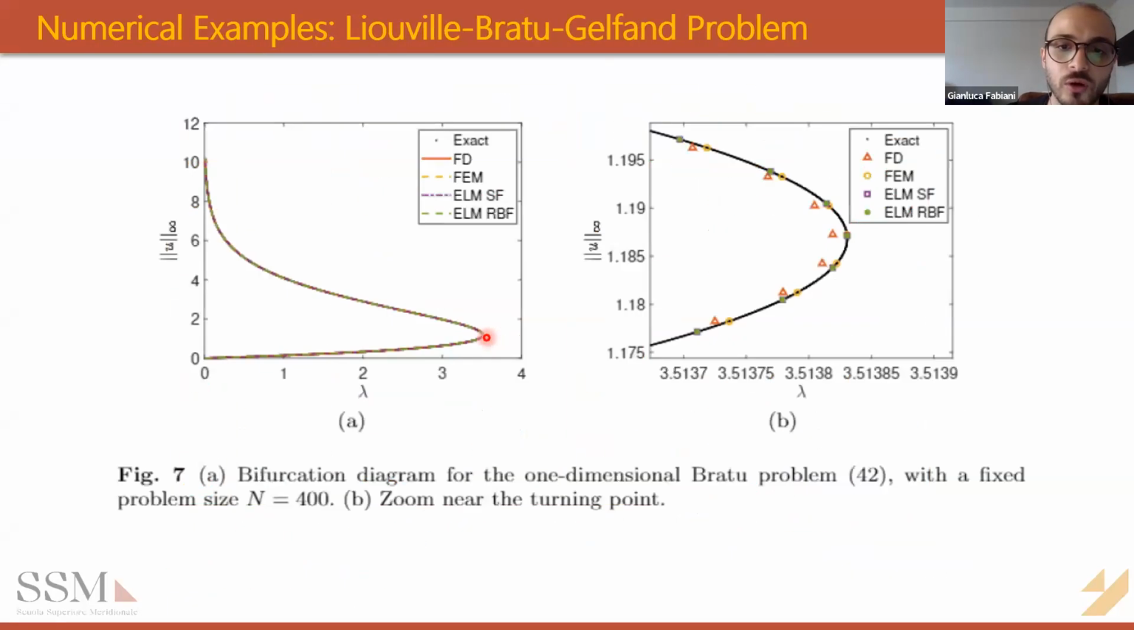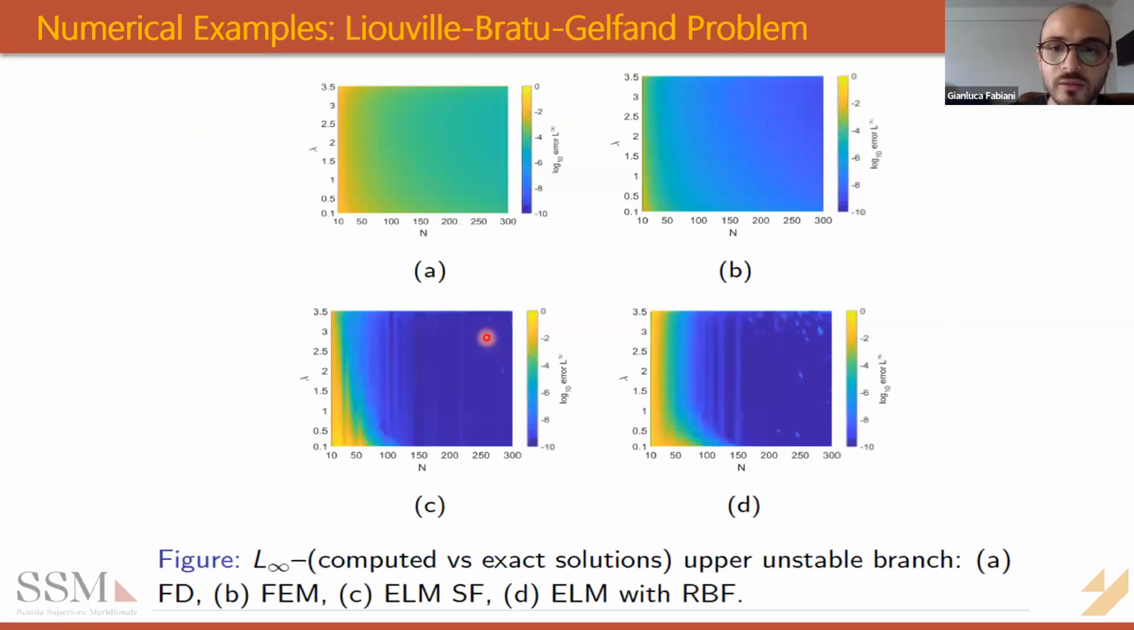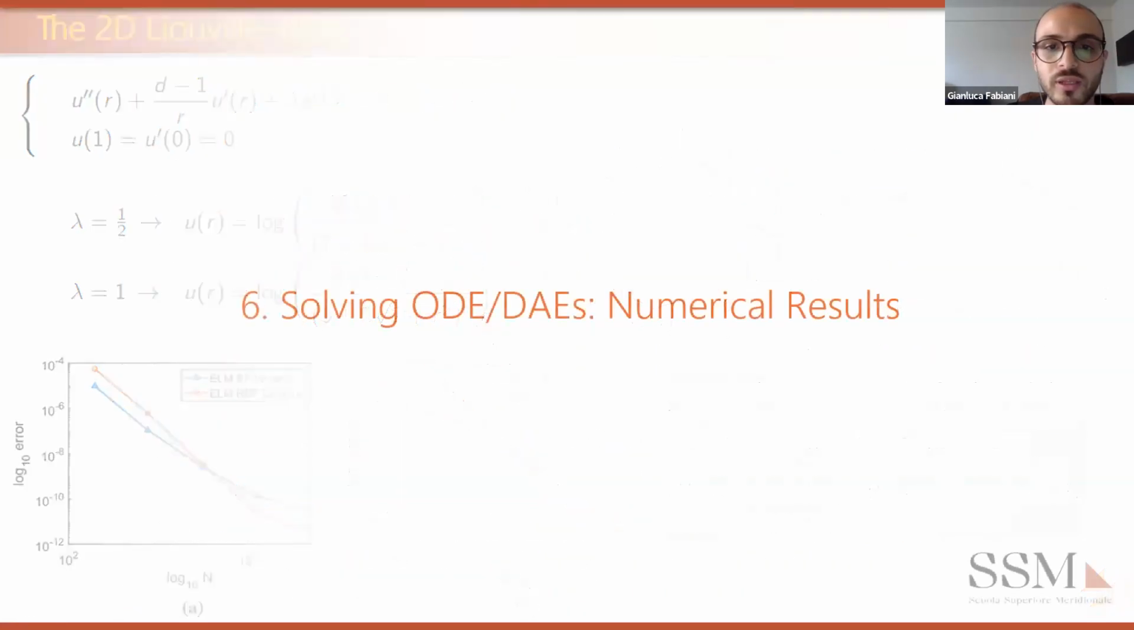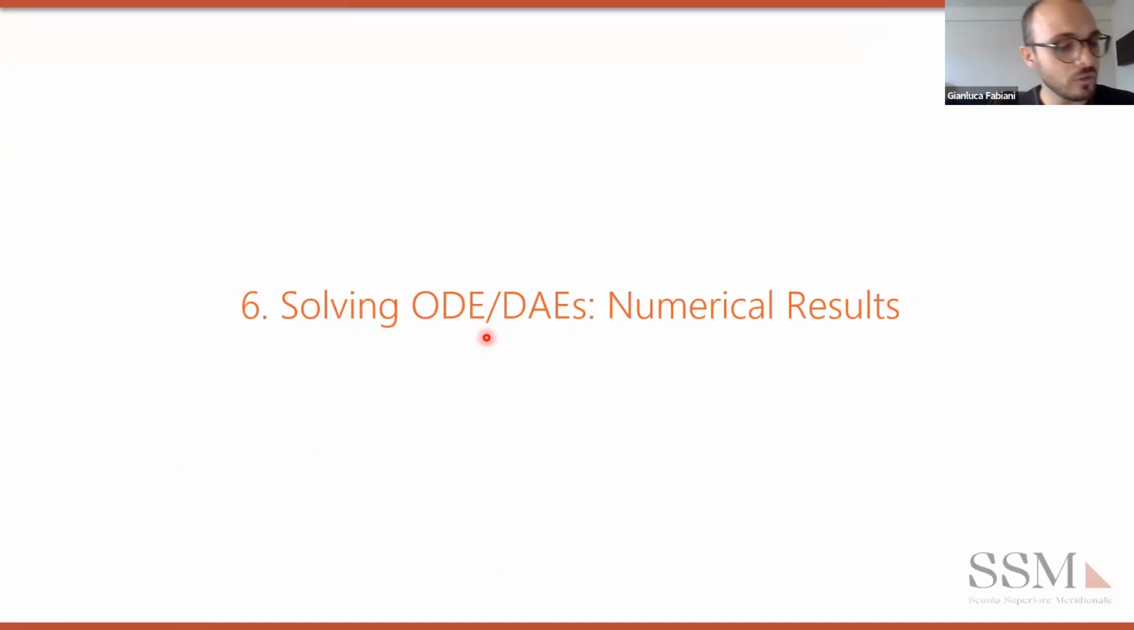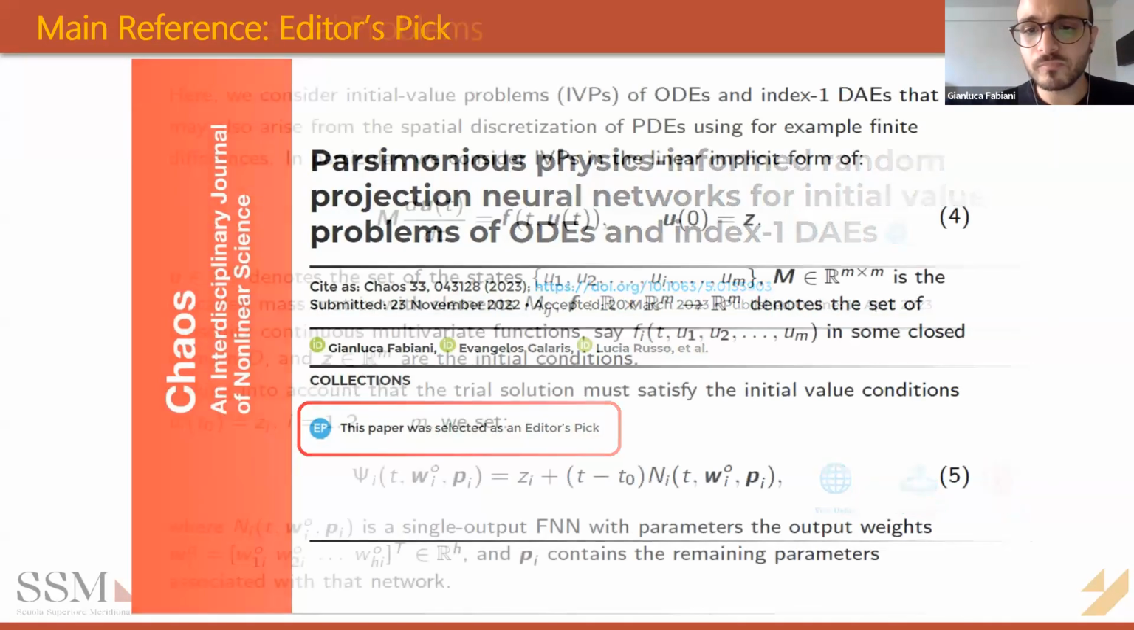Let's go to another problem. This is the BRA2 problem. We also get a good result. Let's go to the time-dependent problem. In this case, we have this paper that was recently published, and we are particularly proud because this was selected as an editor pick in Chaos.